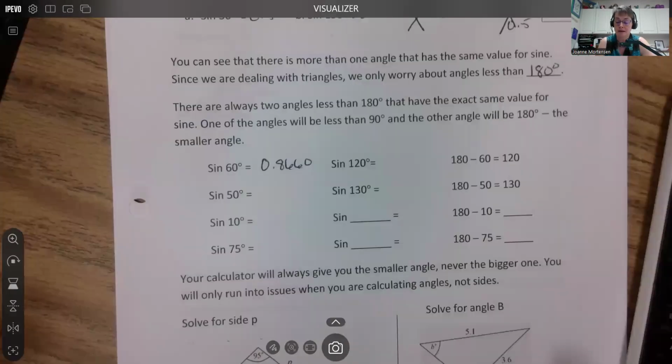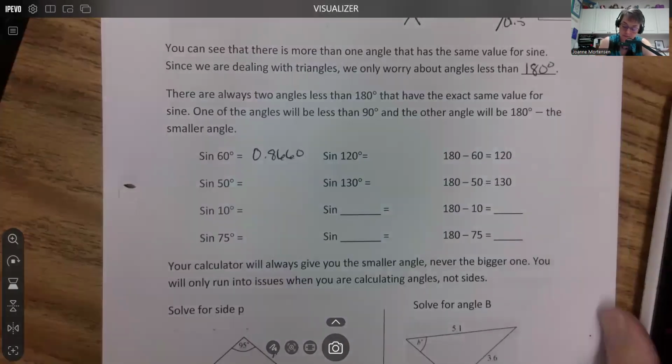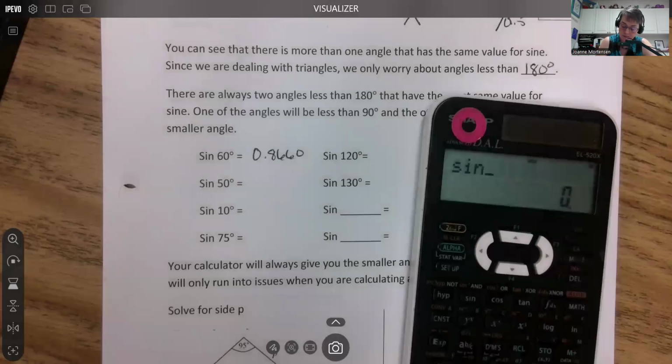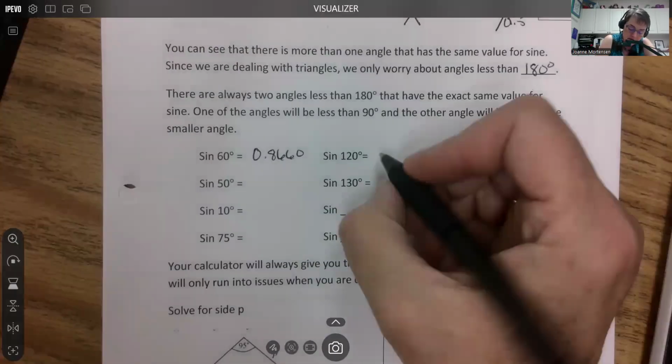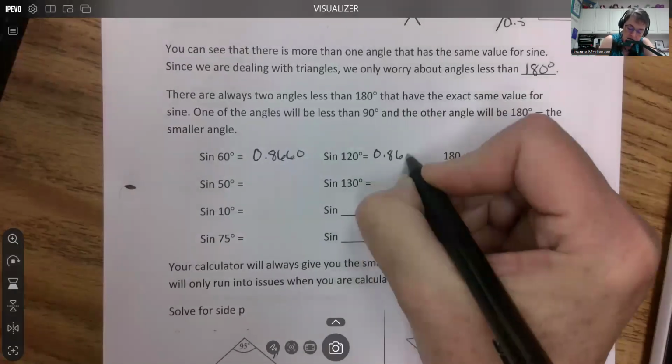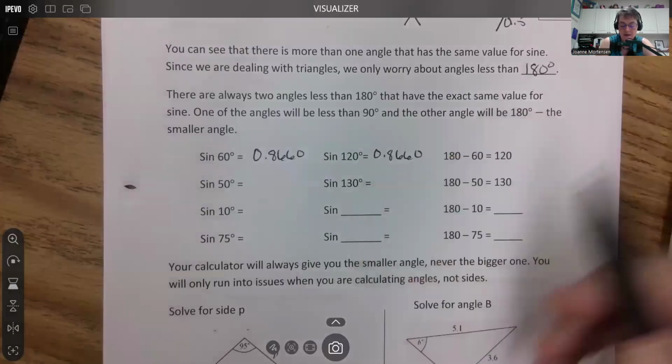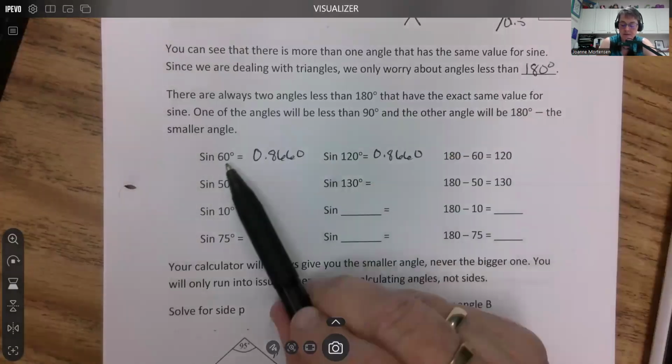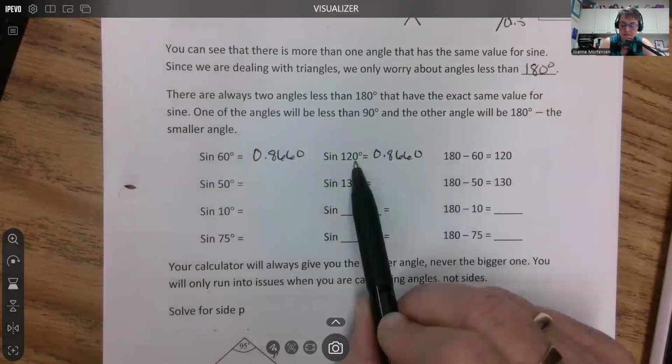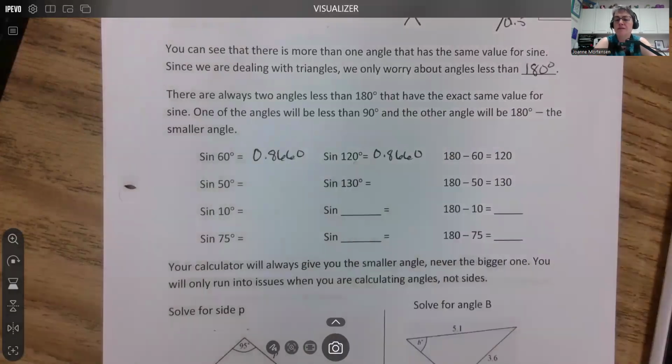Now, I suspect sine 120. Hey, look, it's the exact same answer. 0.8660. And notice, if you go 180 minus 60, you get this one. I'm not a fan of subtracting for some reason, so it's completely cool to just figure out what angle, when I add them together, gives me 180. Same answer.